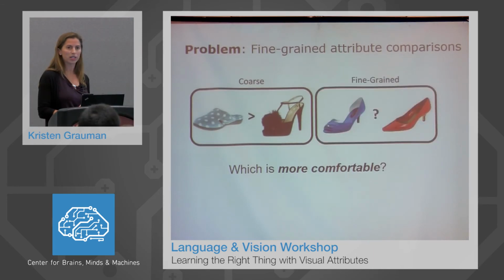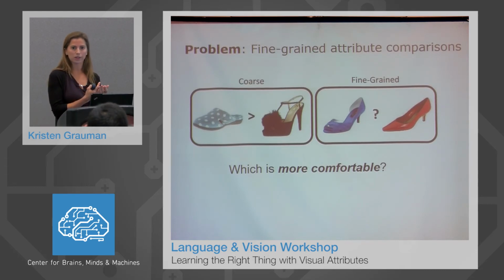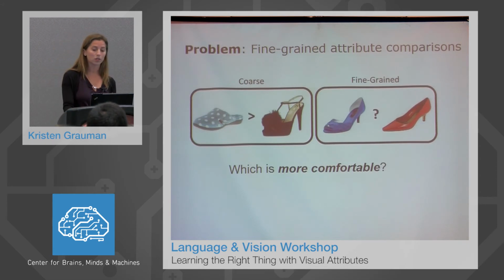But what about the question here? These are two images that are a lot more visually similar, and we still care about the subtleties of the visual difference. Okay? So there's a fine-grained attribute comparison problem. We want to know which is more comfortable, or which one is more formal, et cetera. And we need to do this even when the objects themselves look quite similar. So this is another challenge in learning the right thing for attributes. So let me talk about how we can do this.